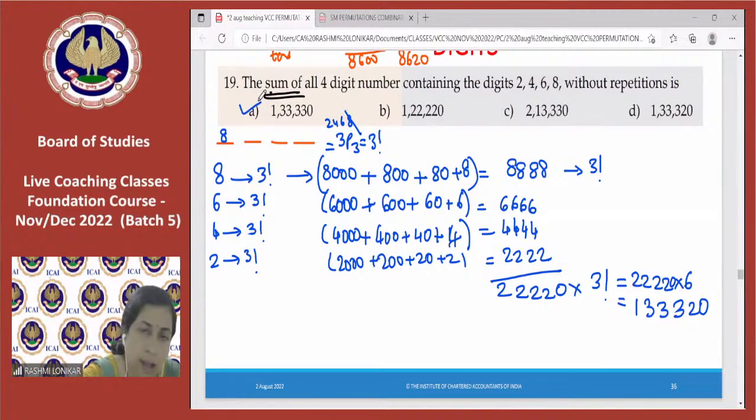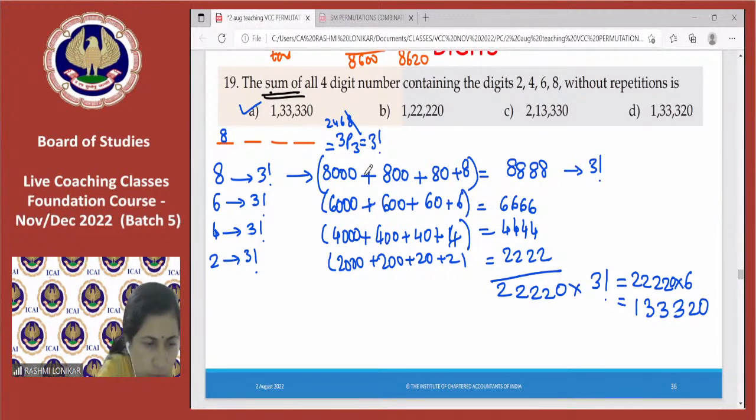In this sum, I have 4 digits, 2, 4, 6, 8. I want to arrange them in such a manner that there is no restriction. Okay, I can arrange them. But what does the sum want? The sum wants you to find out the sum of all such 4-digit numbers. So what will happen? For example, I'm taking the number 8. If I fix the 8 in the thousands place, I will have 3 factorial, so there will be 6 numbers which will have the first digit as 8.